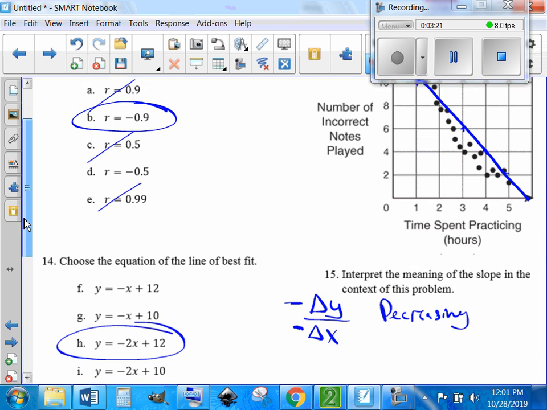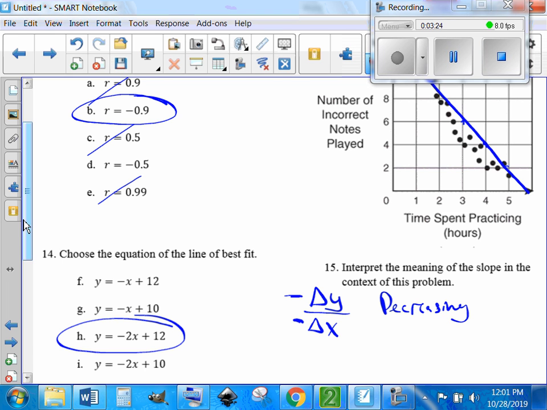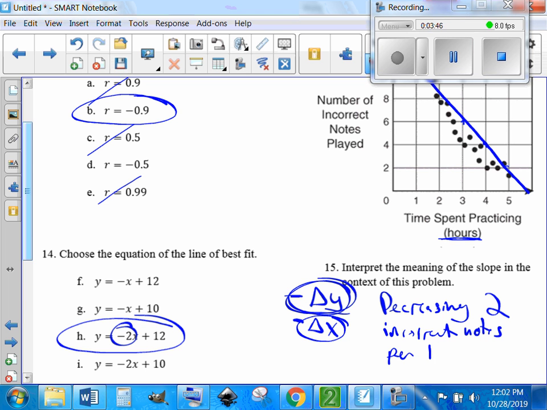But our slope is negative 2. So in the context, this means we're decreasing 2 y's, which are incorrect notes. So we're decreasing 2 incorrect notes per x, or per hour. So the strategy is to basically turn that xy notation into unit per unit. So our slope means we're decreasing 2 incorrect notes per hour.